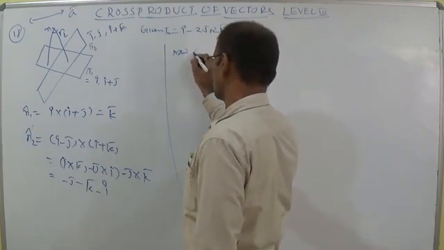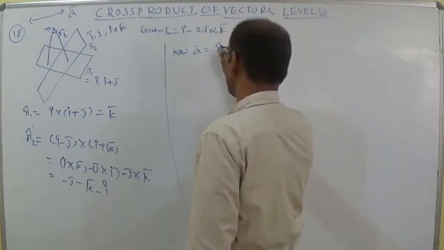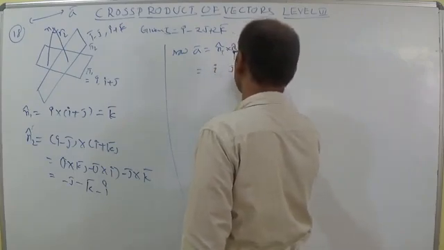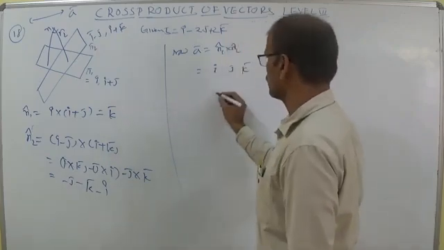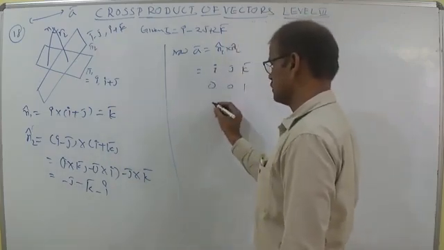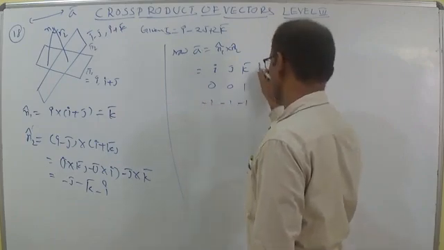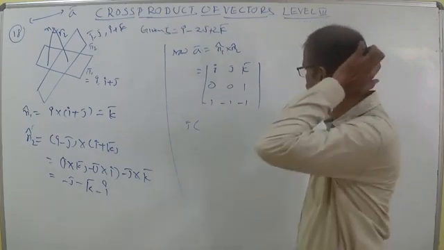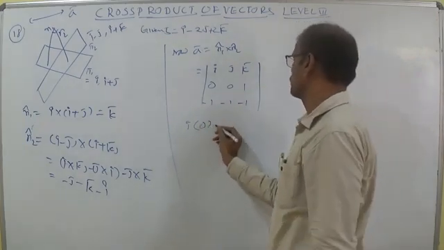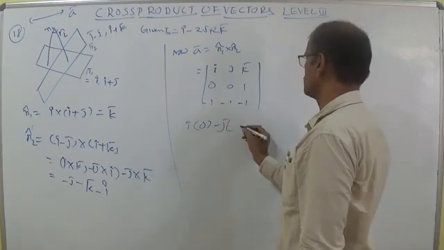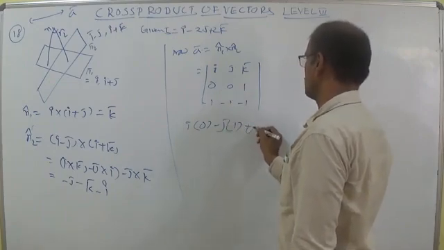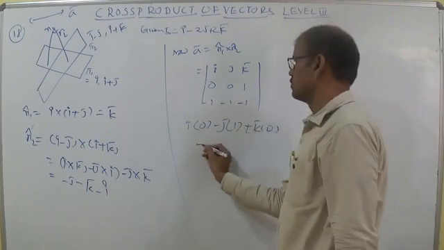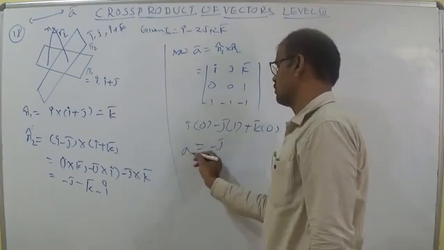Now you can say that A bar is equal to n1 cross n2. Then you can write here i j k. What is n1? 0 0 1. This is minus 1 minus 1 minus 1. Calculate the vector: i into 0, no need, 0 minus j into 0 minus 1, this is only 1, plus k into that also 0. So only minus j we got as A bar.